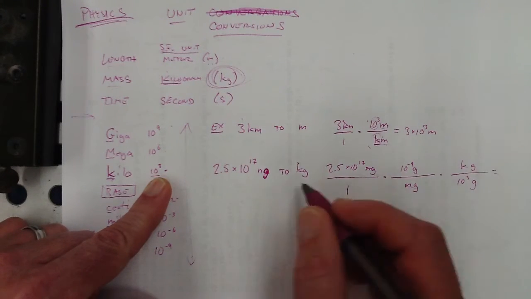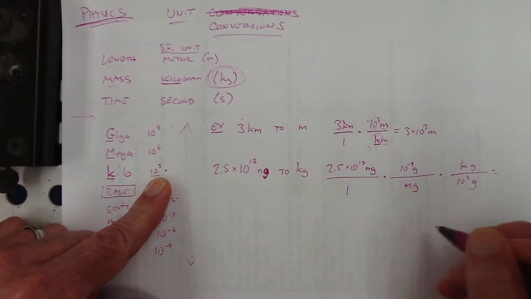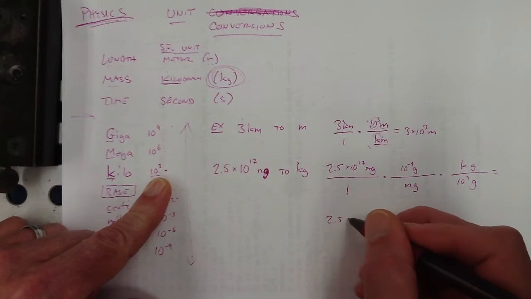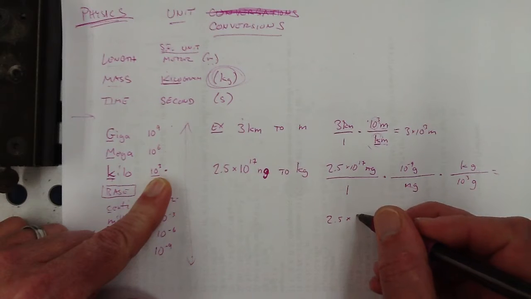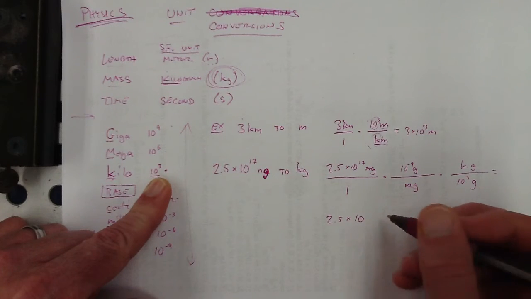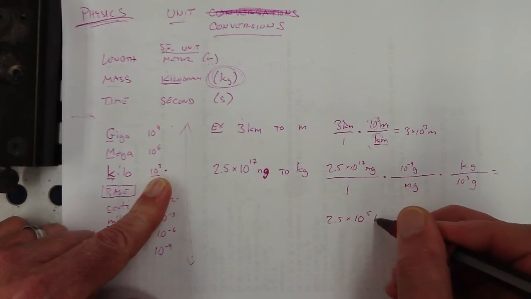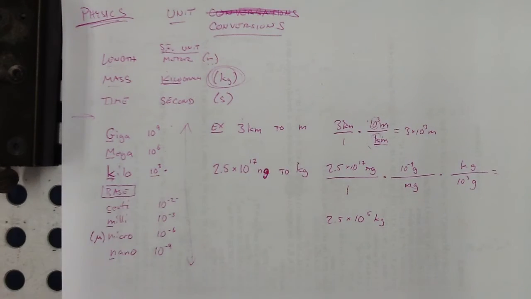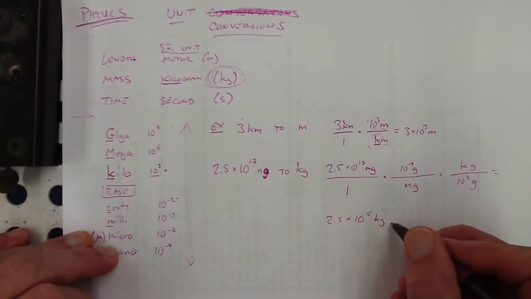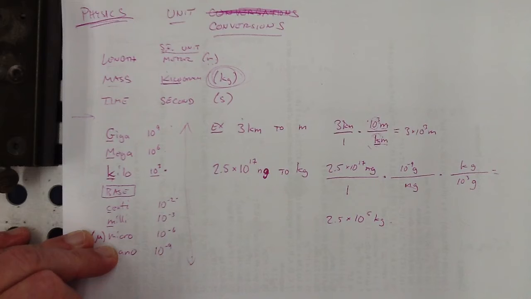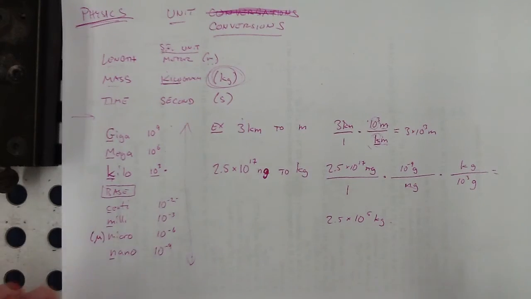And then I multiply that all out, and I should get 2.5 times 10 to the fifth kilograms, if I didn't do any bad math there. Pretty sure that that is right. And that's how you move from prefix to prefix. You also need to know some basic conversions from our units.